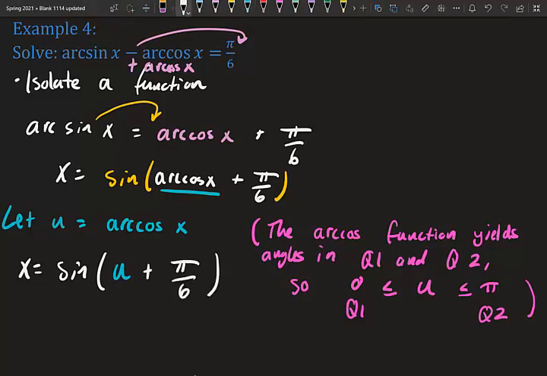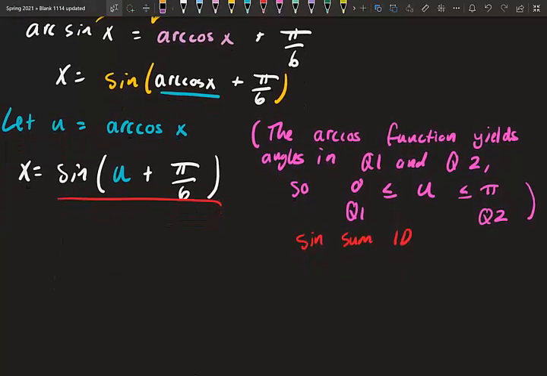Now do you see something? We have sine a plus b. We have a sine sum identity. Say that 5 times fast. Whew, that's a tongue twister. Sine sum identity. So let's use our sine sum identity.